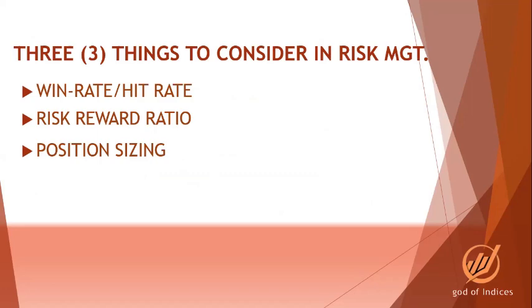So there are 3 things you need to consider in risk management. 3 things, right? There are more, but 3 primary things we need to consider: your win rate or hit rate, your risk reward ratio, and position sizing. We're going to be brushing through this, then we'll go to the charts where I'll show you examples of how you calculate this.